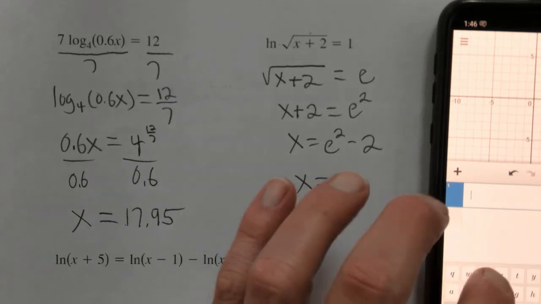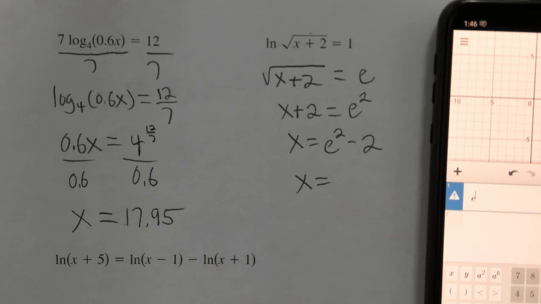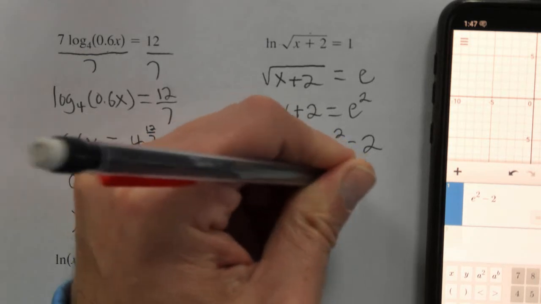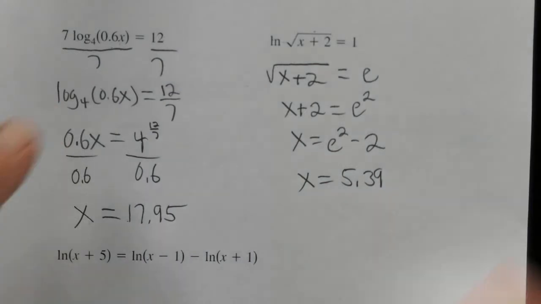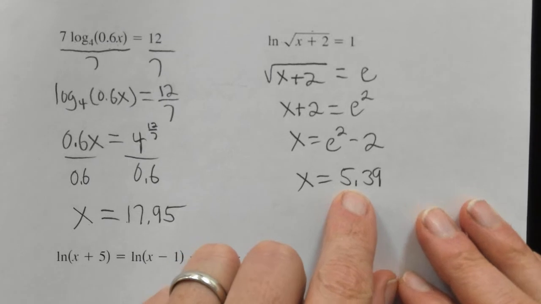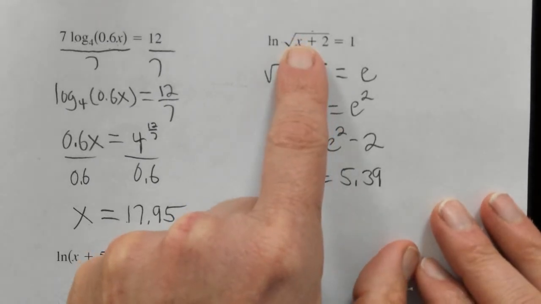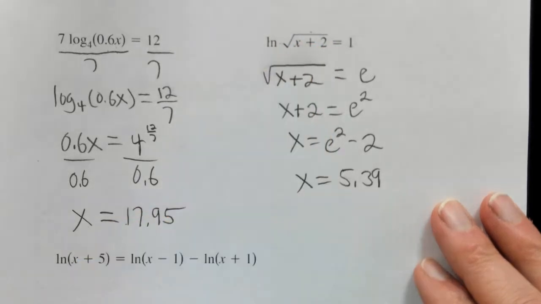So I'm going to go ahead, e, we're going to raise it up to the second power. Then we'll go minus 2. And so there's our answer. We'll write it as 5.39. Okay. So once again, we need to make sure that we're not in a situation where we're taking the log of a negative number. If I put 5.39 in there, that's 7.39. Square root of 7.39 is still a positive number. So we're in good shape. That's your answer. All right, what about the next one?